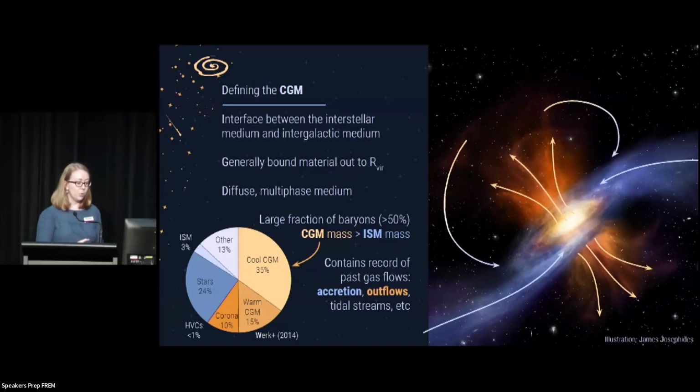And the CGM is important for galaxy evolution studies because it contains a record of all of the past gas flows. So the accretion that comes in from the IGM, the outflows that are ejected from galaxies, and the tidal streams that are stripped from galaxies all must pass through and are hosted by the CGM.